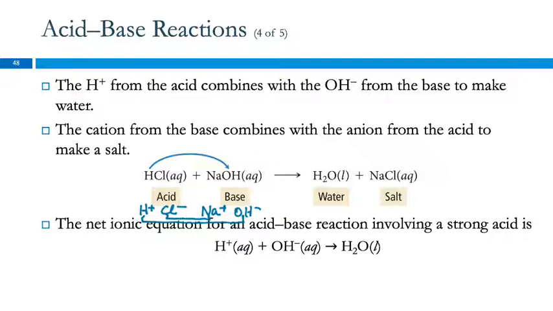The acid had hydrogen ions in it. The base had hydroxide ions in it. When they neutralize each other, now we don't have hydrogen or hydroxide ions present. The net ionic equation, when we have a strong acid, always ends up being H plus plus OH minus to make H2O. Any questions?